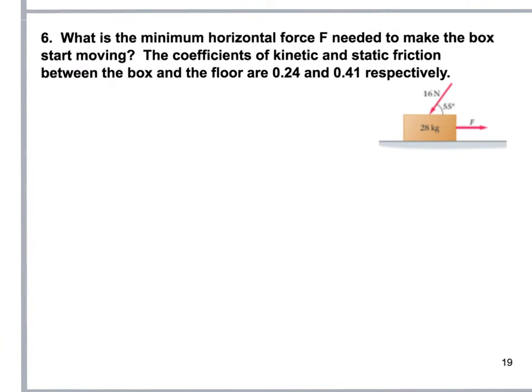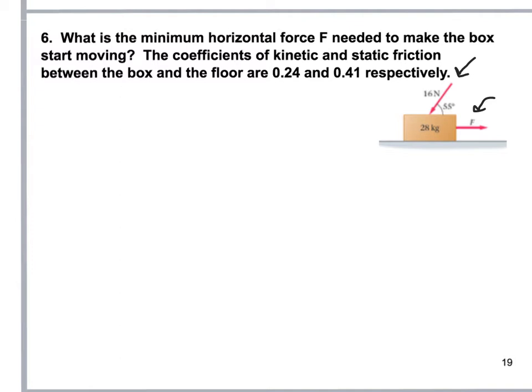So for this problem, we want to know the minimum horizontal force. That's the minimum force in the x direction that's needed to make the box start moving. We're given each coefficient, and we just want to know the minimum horizontal force. So we see that it has a horizontal force right here that's applied to it. That force is entirely horizontal, but then this force is two-dimensional. It's a combination of force in the x direction and in the y direction.